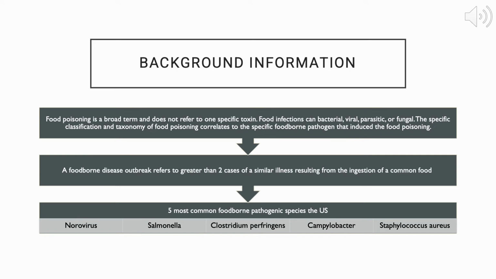A foodborne disease outbreak refers to greater than 2 cases of a similar illness resulting from the ingestion of a common food. The 5 most common foodborne pathogenic species in the U.S. are the norovirus, Salmonella, Clostridium perfringens, Campylobacter, and Staphylococcus aureus.